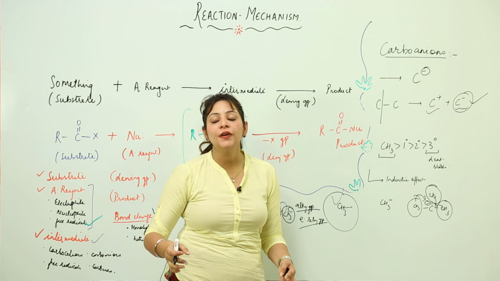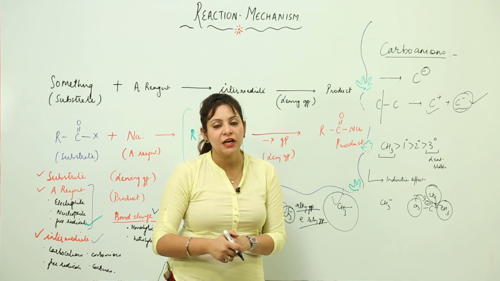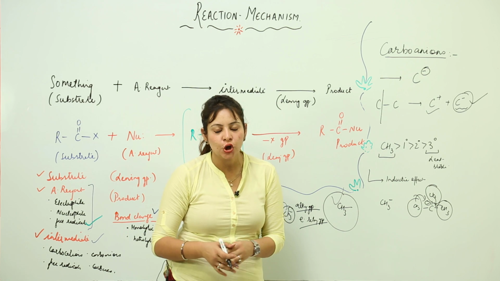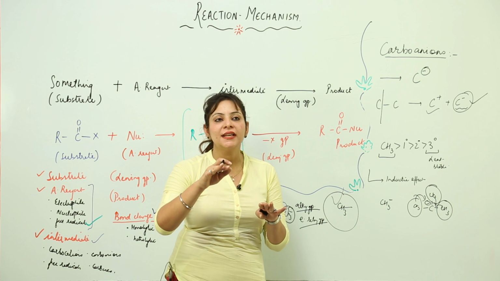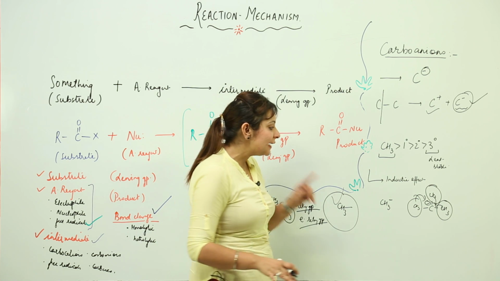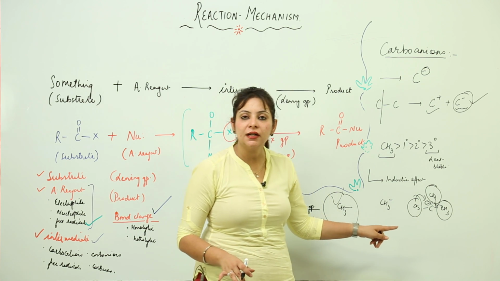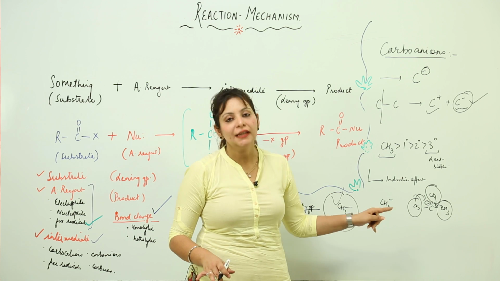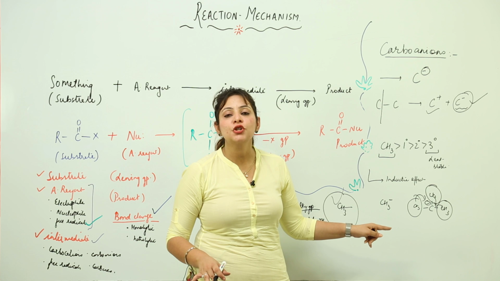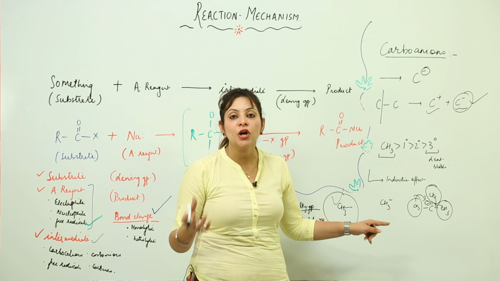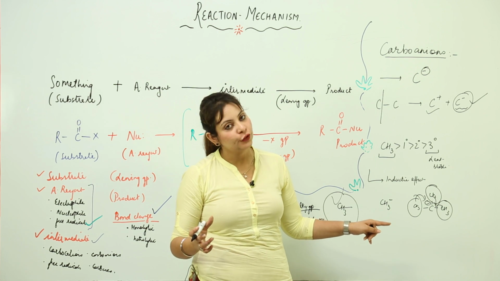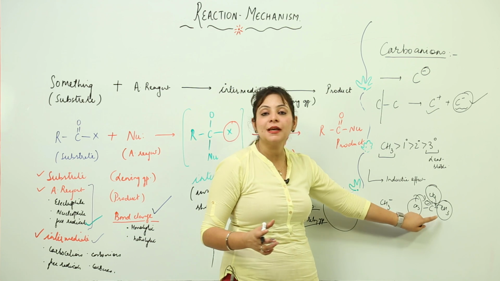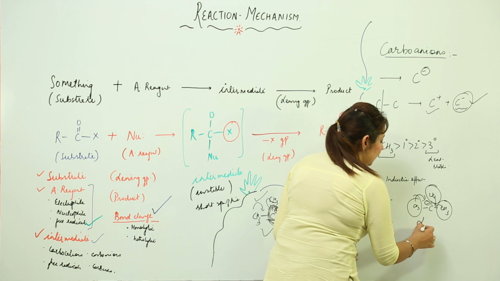And something which will increase the magnitude of the negative charge, or which will delocalize the electrons, will suppress the stability. That is the reason, because here it has 3 alkyl groups. That means 3 groups which can donate electrons, and by donating electrons they are intensifying the charge. That means they are increasing the magnitude of the negative charge. So that means it is the least stable.